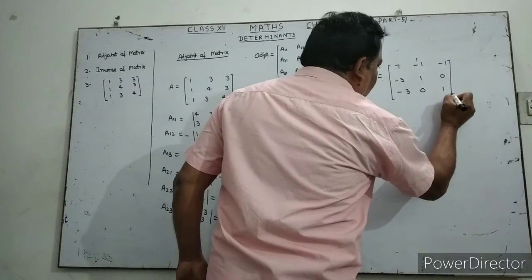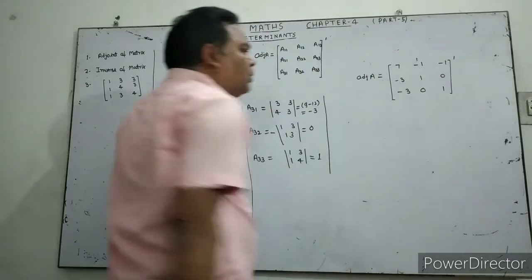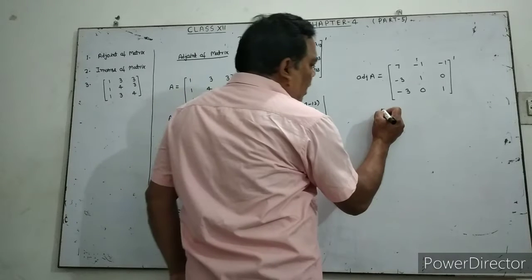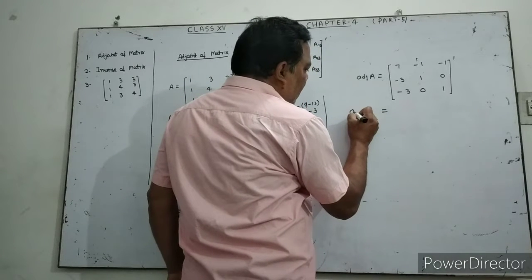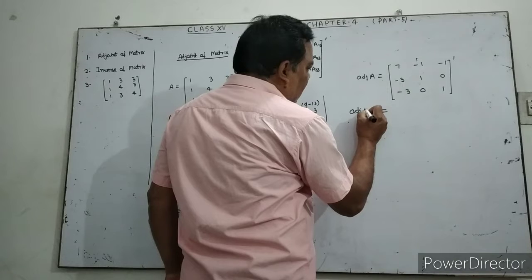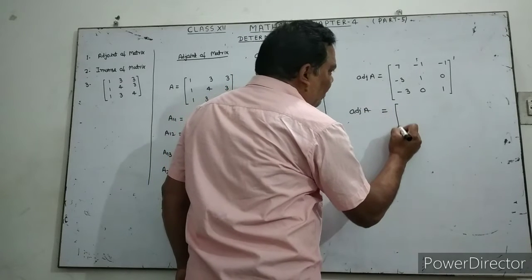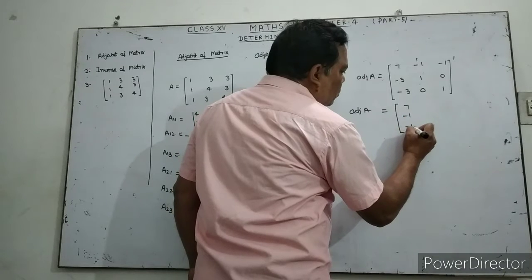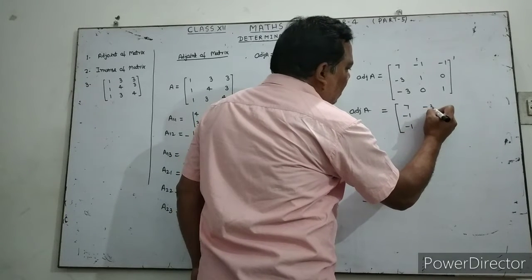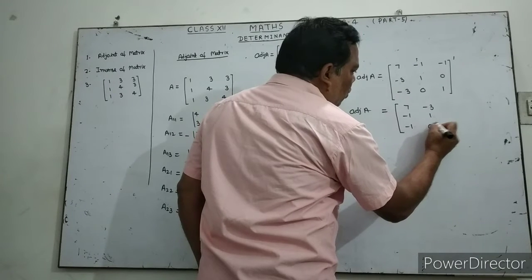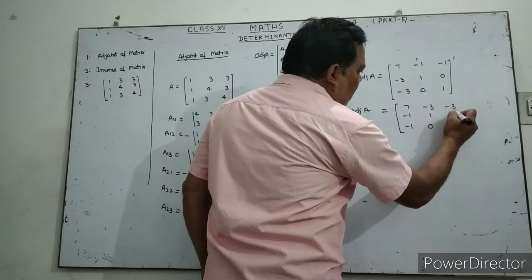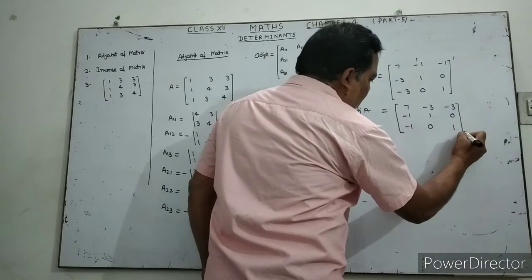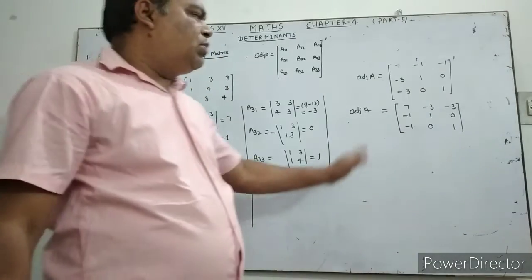Now, you take the transpose. Transpose means change the row into column. Then adjoint A equal to, what is the value of adjoint A? 7, minus 1, minus 3, 1, 0, minus 3, 0. This is the value of adjoint A.